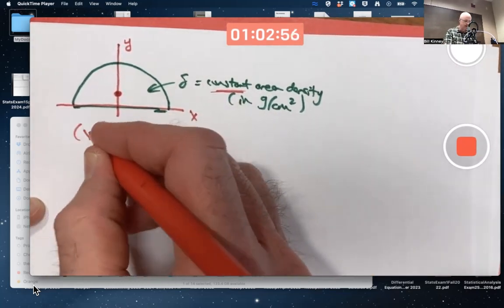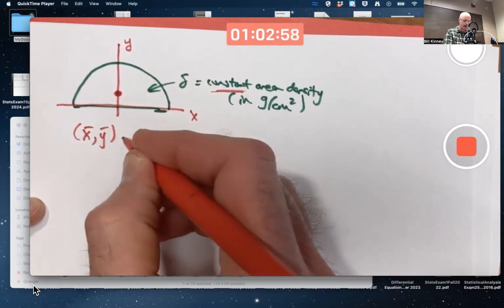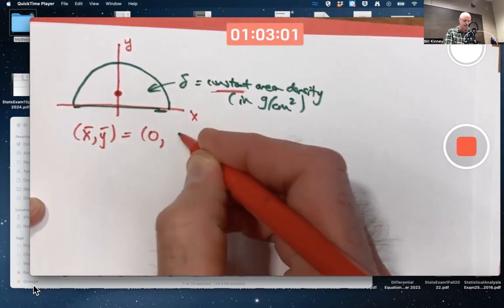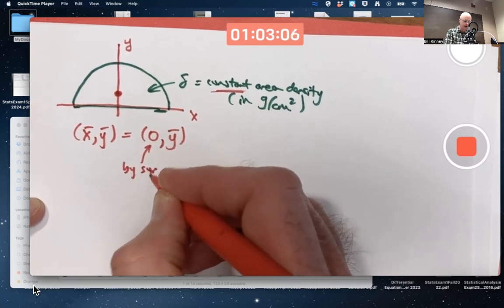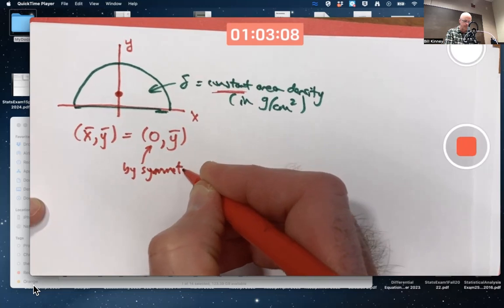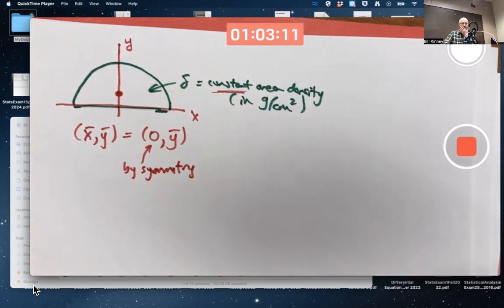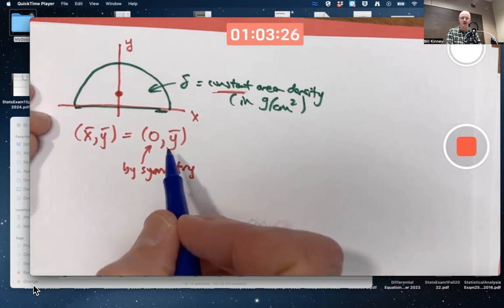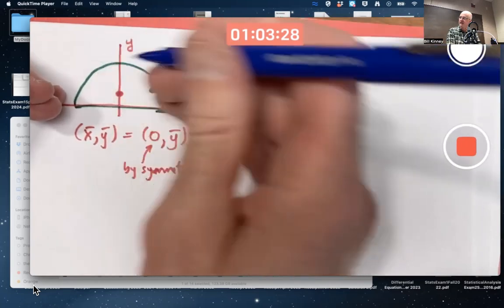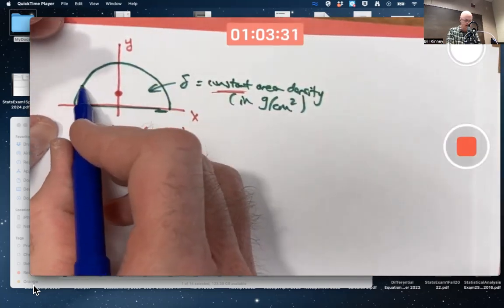If I call the coordinates of the center of mass x bar comma y bar, the x coordinate is going to be 0 by symmetry. And I only have to figure out the y coordinate. But that begs the question, how do I do that? Get out your scissors or your knife. Start slicing this up. How? Since it's the y bar that I got to figure out, I should slice it perpendicular to the y-axis with thin slices like this.